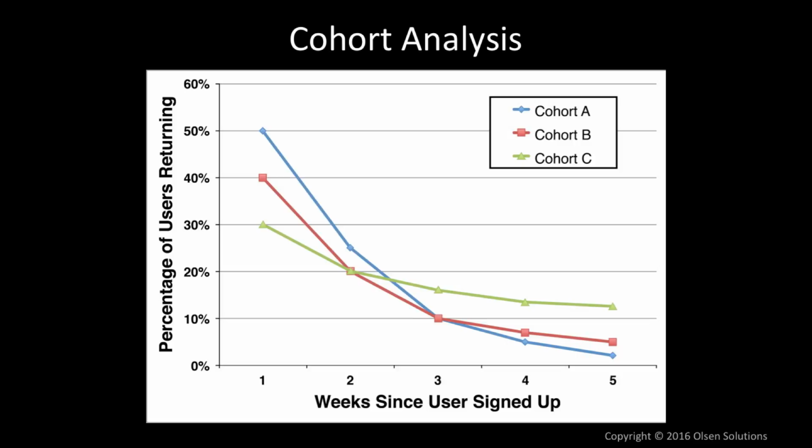So let's do this real quick. Let's say we did some cohort analysis, and we had 3 cohorts. Cohort A is blue with the diamonds. Cohort B is red with the squares. Cohort C is green with the triangles. Let's just do a quick show of hands. Who would rather have cohort A for their business? Raise your hand. Who would rather have cohort B? Who wants cohort C? We got unanimity.